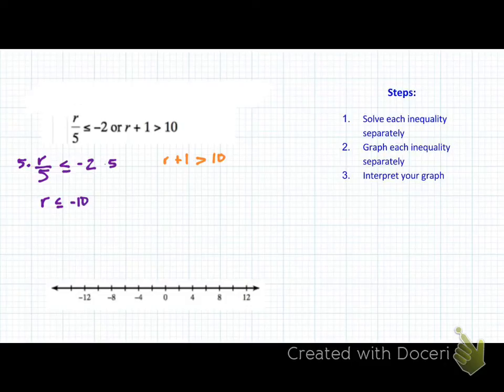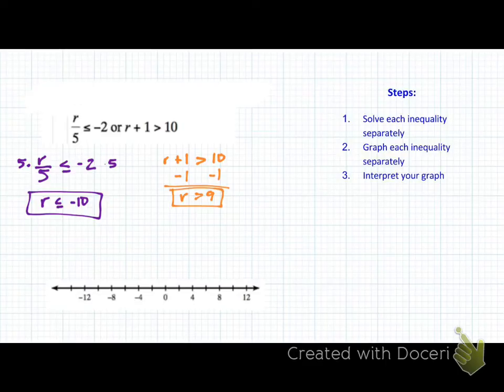Did I have to flip my inequality sign on this one? Yes or no? No. No. Why not? Because we didn't multiply by a negative number. Good. Okay. Excellent. Next one. Orange equation. Are there any subtraction signs? Addition signs. What's being added? 1. Good. What's the opposite of add 1? Subtract. Good. Subtract 1 on both sides. So r is greater than 9.